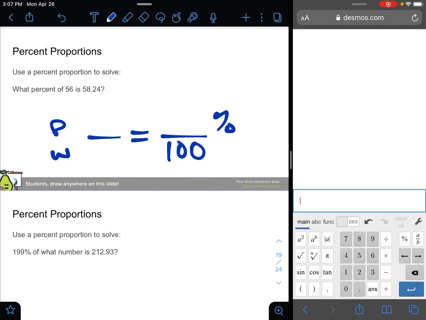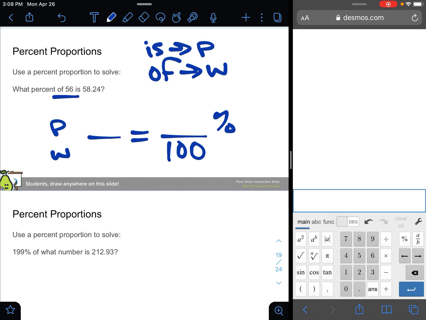Okay, so what percent of 56 is 58.24? Our keywords that we need are of and is. If you see a percent symbol, that's obviously a percent. Of is our keyword for the whole thing. Is is the keyword for the part. The number that you need isn't always right after the keyword. It could come before it, so it's different depending on your question, so be careful. But it is usually right next to it on either side.